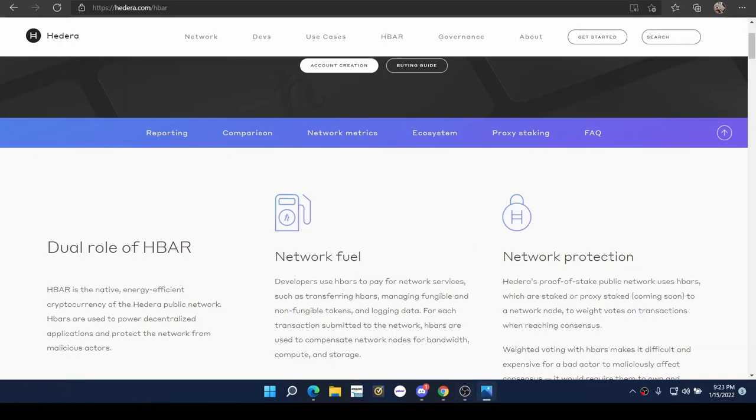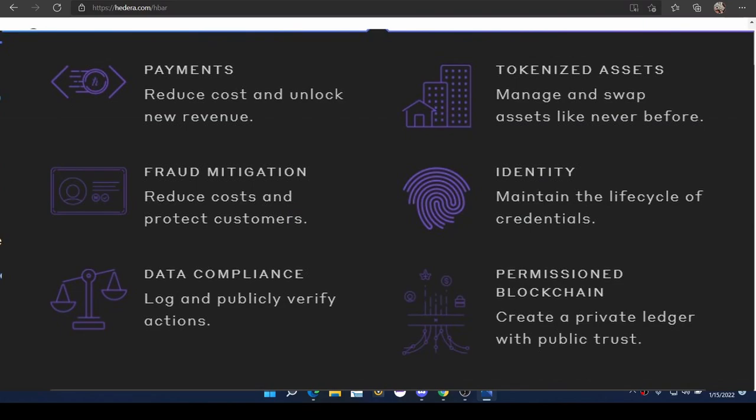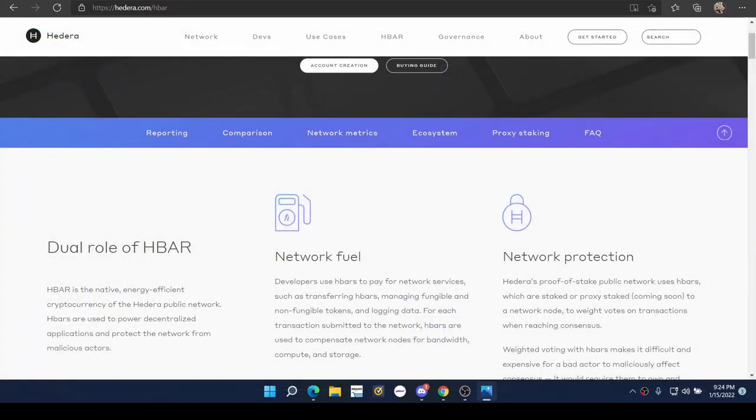So with the Hedera network use cases, you can apply them to payments of an enterprise-sized service. You can tokenize assets within these enterprise-sized services, identity, permission blockchain use cases, which you can create a private ledger, or with public trust. I'll be putting this on the screen as well. Data compliance, fraud mitigation, and much more. And this just reminds me of the other strong L1 projects that we have, but I just think it is very valuable to put this one on your watch list as well.